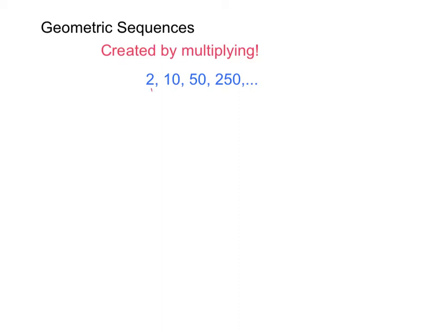So if you go from 2 to 10, we would have to multiply by 5. And when you go from 10 to 50, you're multiplying by 5. And same thing when you go from 50 to 250. So the multiplying by 5, this is called your common ratio. And we use the letter R to stand for that.